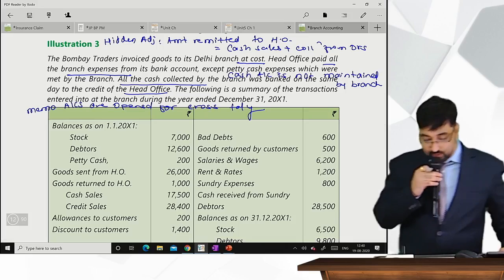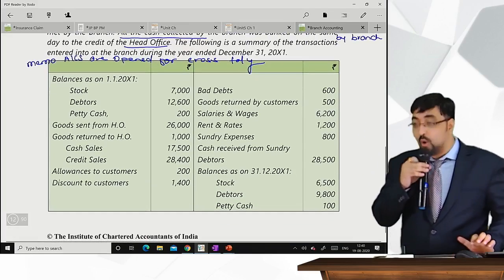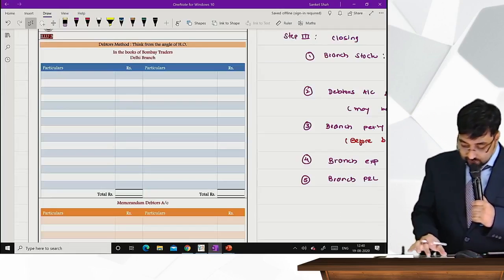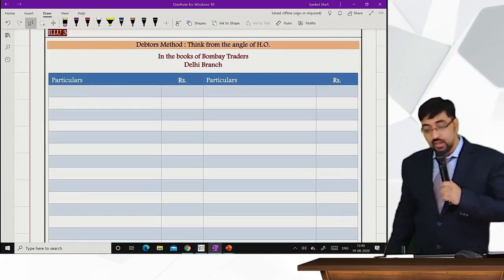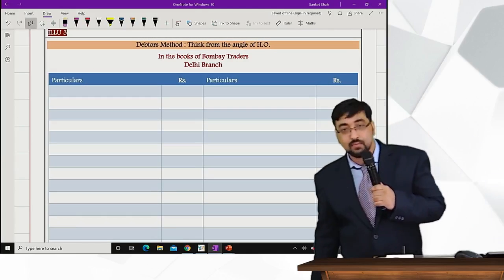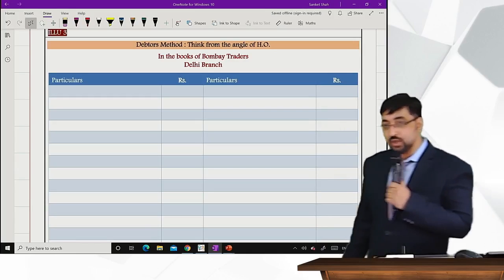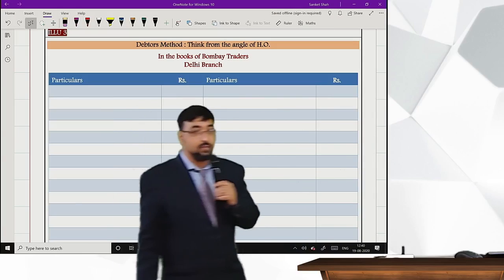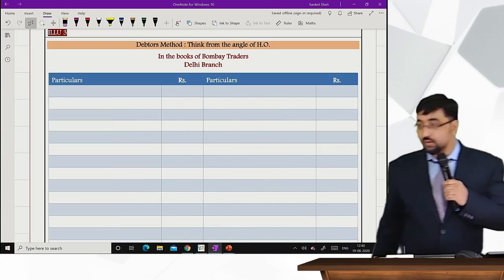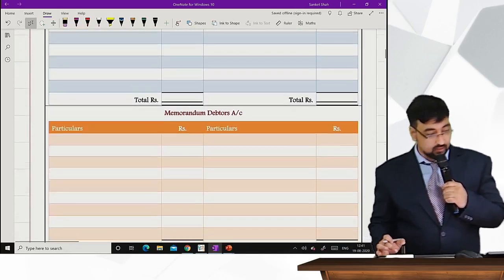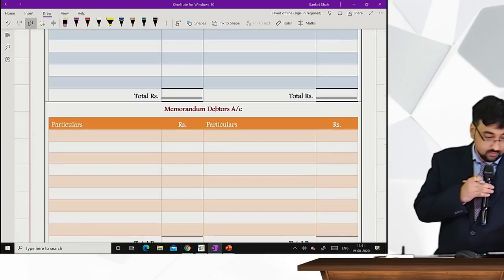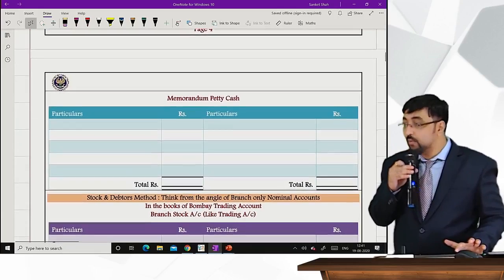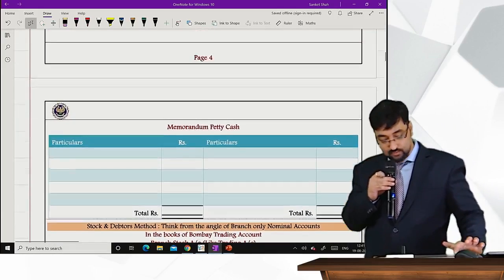Okay, it's very easy. So now first write all opening balances. So follow the same method. So chalo, let's start. Okay, write down in the books of Bombay Traders, Delhi Branch Account, 3/4 page. After that, memorandum debtors account 8 lines, memorandum petty cash account 6 lines.